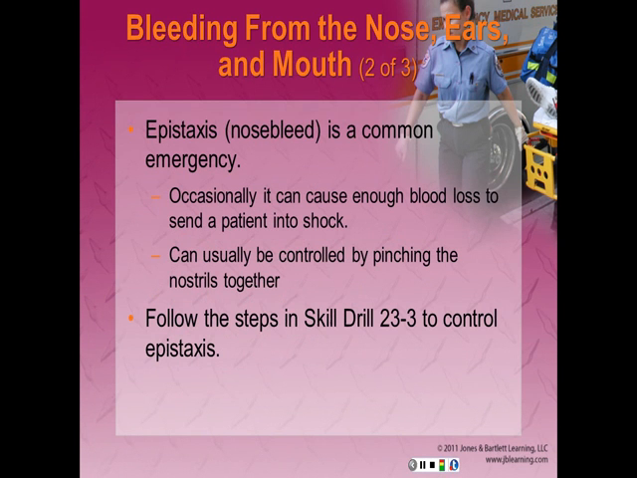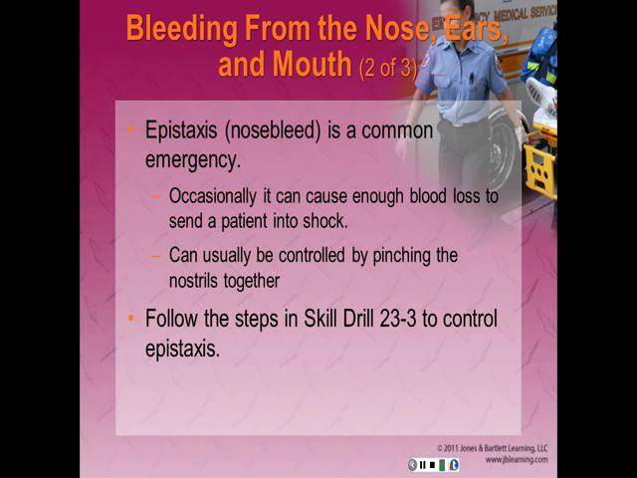A nosebleed, or epistaxis, is a common emergency encountered in the pre-hospital setting. Occasionally, it can cause enough blood loss to lead to shock. The blood you see may only be a small part of the total blood loss because much of the blood may pass down the throat into the stomach as the patient swallows. A person who swallows a large amount of blood may become nauseated and start vomiting, and you may confuse this with signs of internal bleeding.